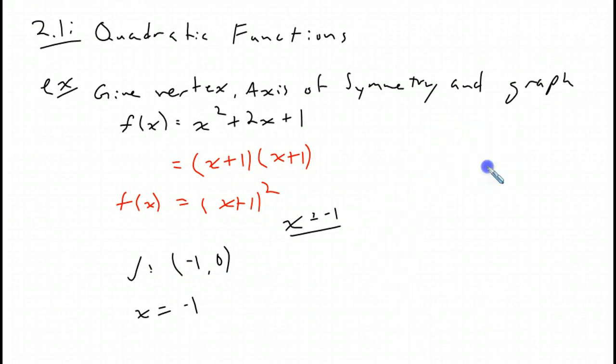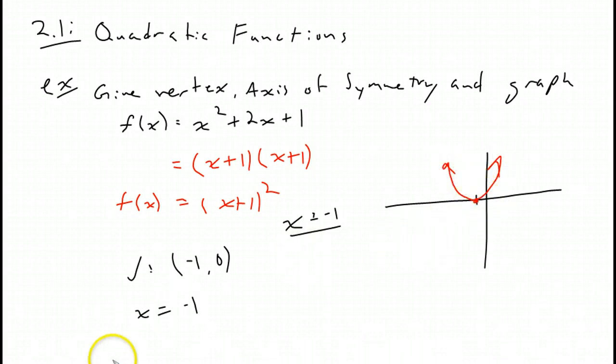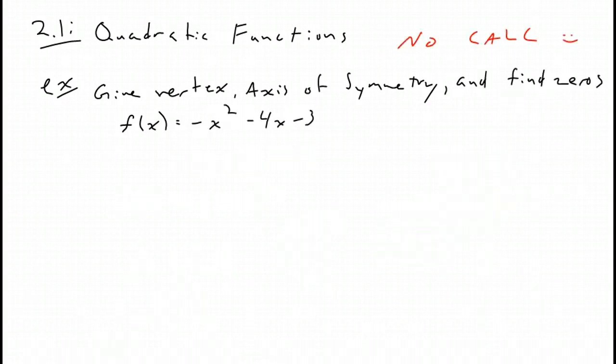Okay, so when I graph, I'm going to hit negative 1. That's my only zero. I know it's positive. This is also my vertex, so it's going to open up. There's our graph. Beautiful.